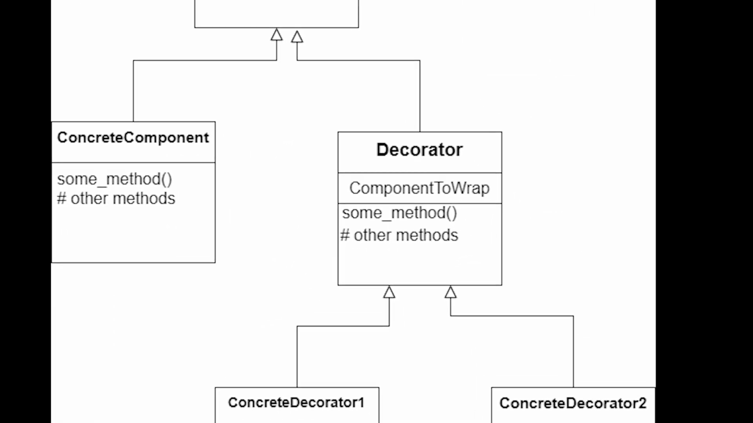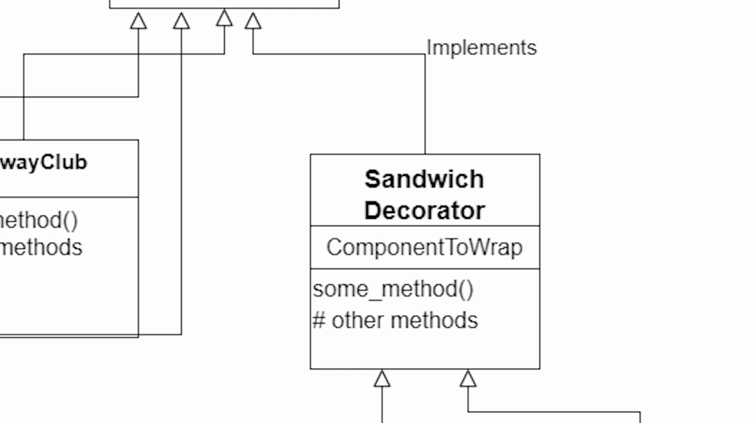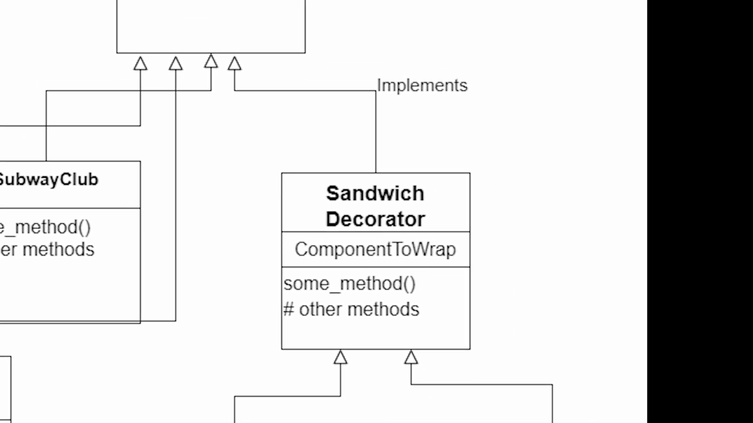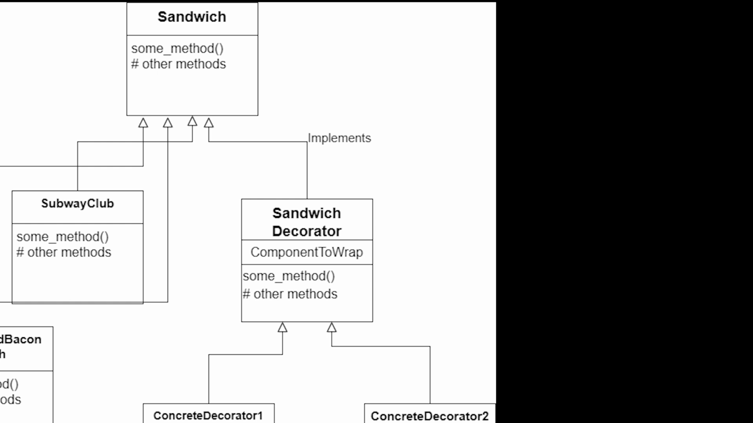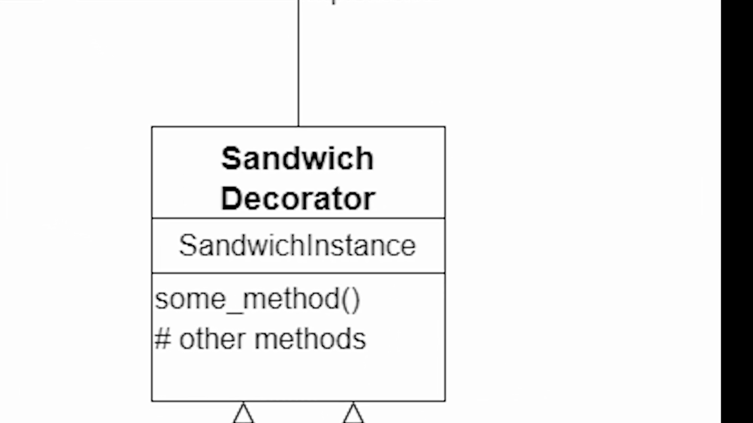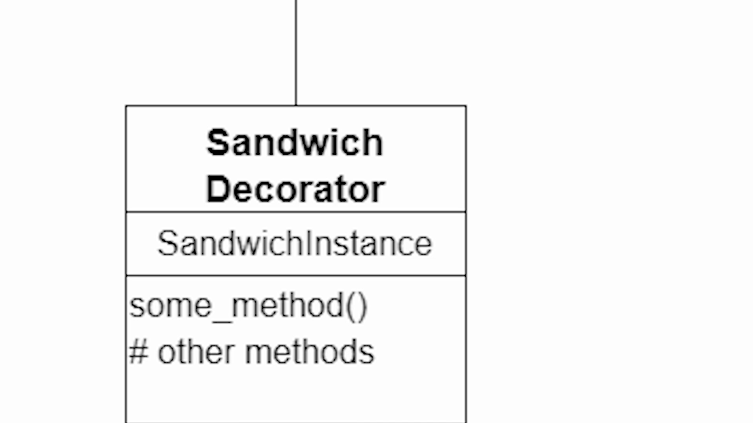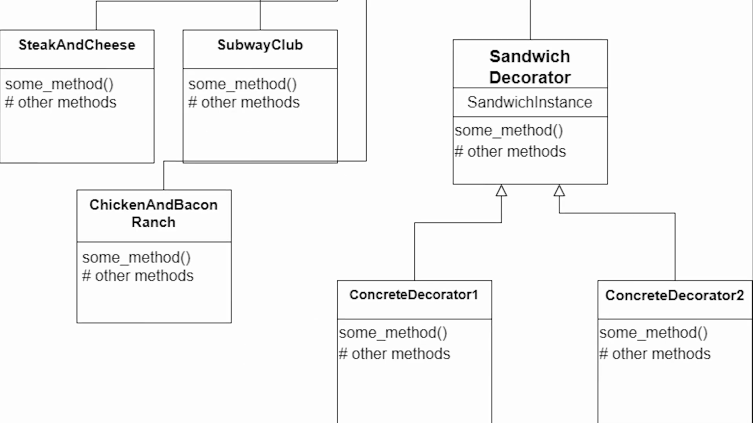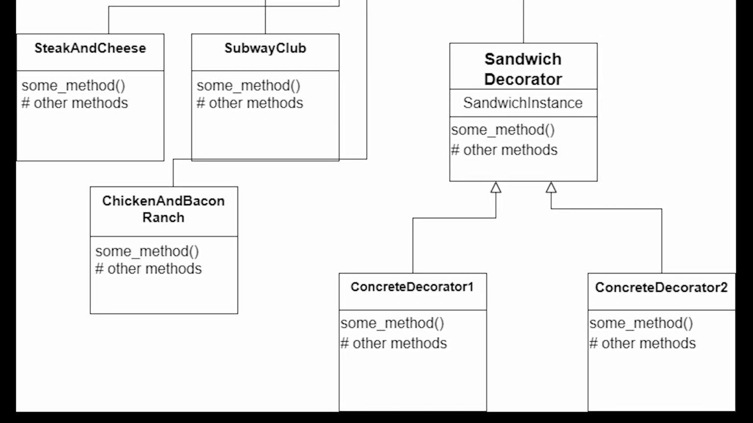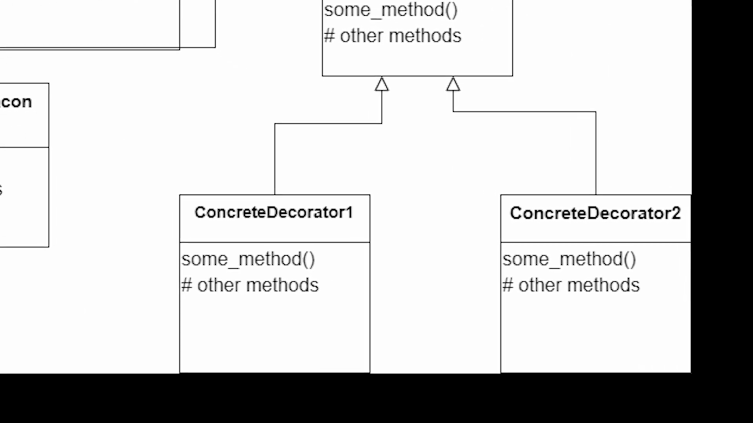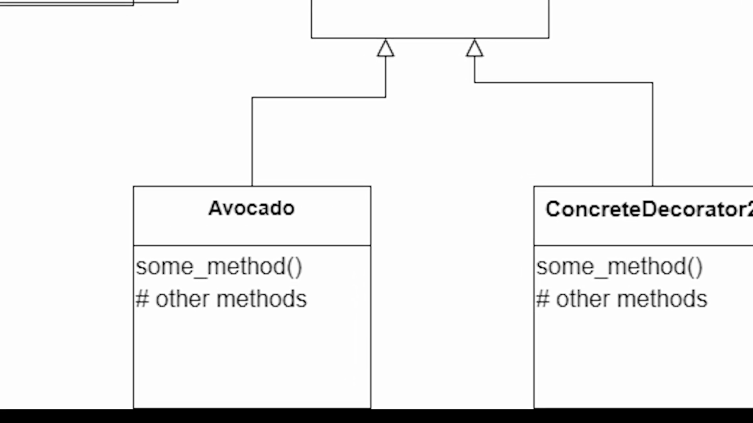A decorator is an interesting story. It implements the sandwich abstract class to make sure it has all the same methods as the sandwich, to make it swappable with the sandwich type. But it also stores an instance of a sandwich. This will allow us to get the correct cost and description for our sandwiches with all the extras. And finally, we have the concrete decorators that implement the decorator abstract class. In our case, those would be our extras, such as avocado and bacon.